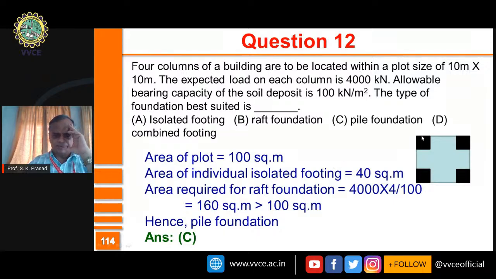Please note that each of the columns has 4,000 kilonewton load, therefore 16,000. And area available is 10 meter by 10 meter. 16,000 by 10 by 10 will give you 160 kilonewton per meter square. But maximum allowed is 100, and 160 is much, much higher than 100. Therefore, none of the shallow foundations will be sufficient. You need to go for pile foundation.